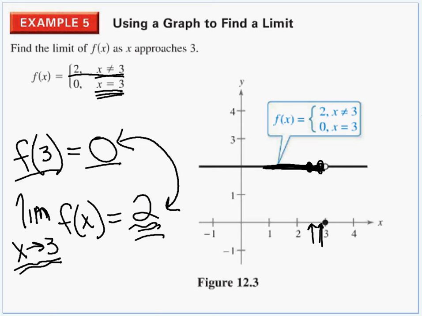And again, if you're going about it graphically, look for the hole in the graph. Usually the limit is the height of the hole in the graph. Here's our hole. The height of that hole on our y-axis is 2.